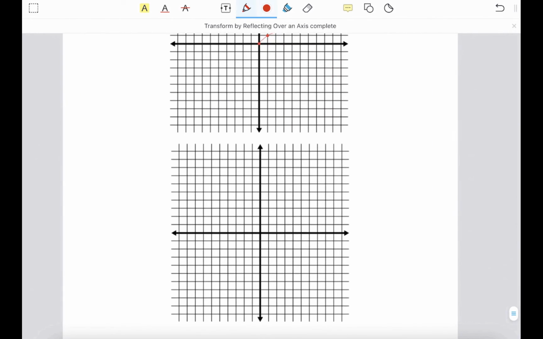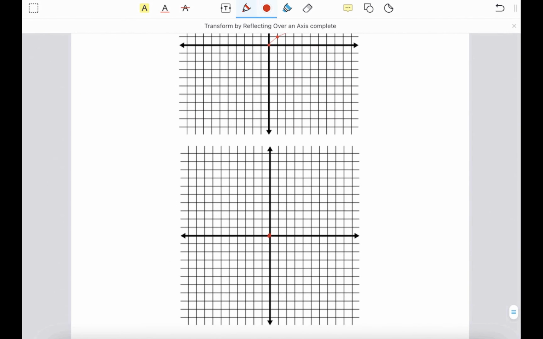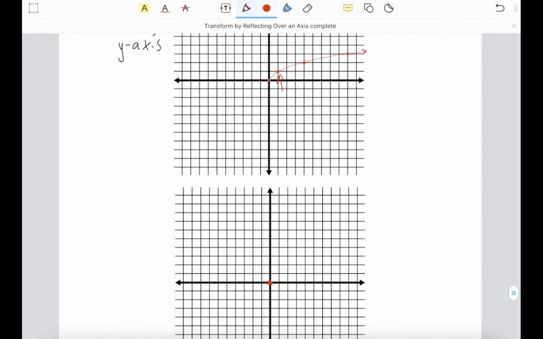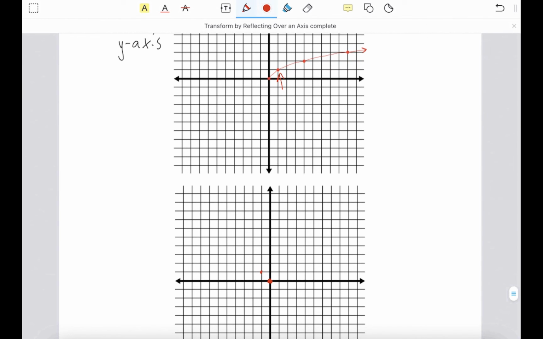The first one, 0, 0, that doesn't do anything. It doesn't reflect. Second point here, this is 1, 1. Instead of doing 1, 1, we'll do -1, 1. This one here is 4, 2. So we'll go -4 and up 2 still. Next one is 9, 3.